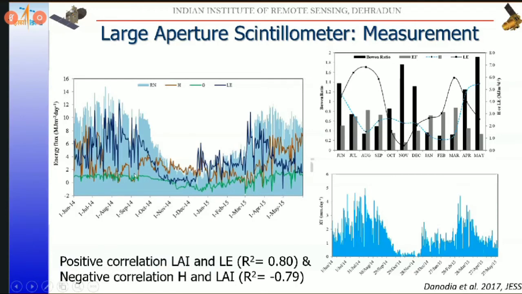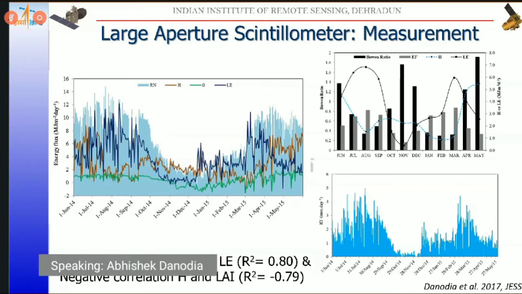And we can also compare the LE with LAI, the leaf area index, or you can say the complete leaf coverage. It has a significant positive correlation, with a coefficient of determination of 0.8, while the sensible heat flux H versus LAI, the leaf area index, has a significant negative correlation, with a coefficient of determination of -0.79. It means as the LAI increases, the H value decreases.